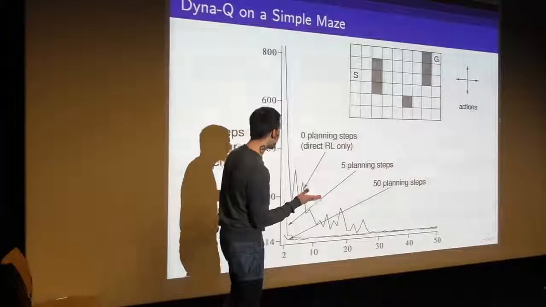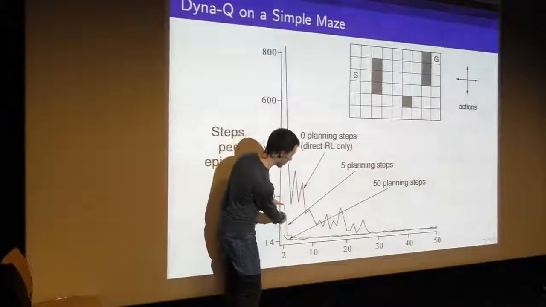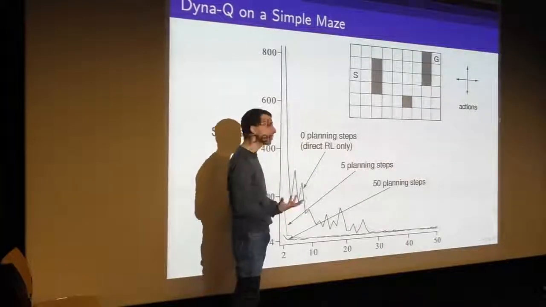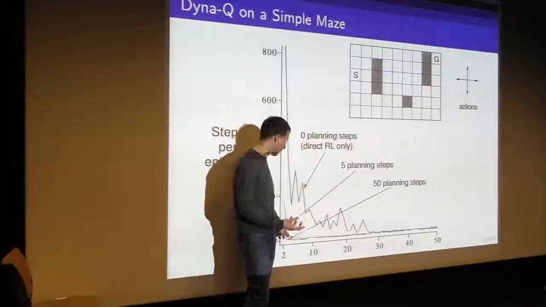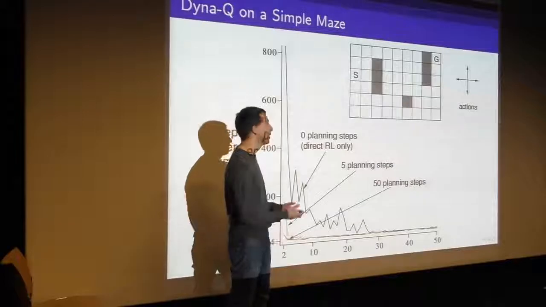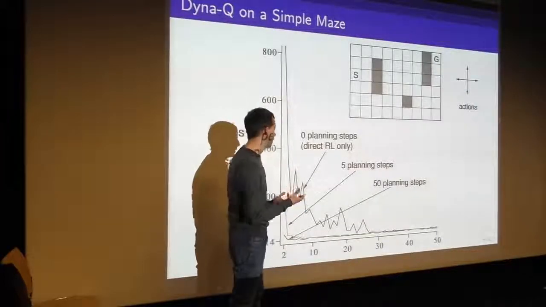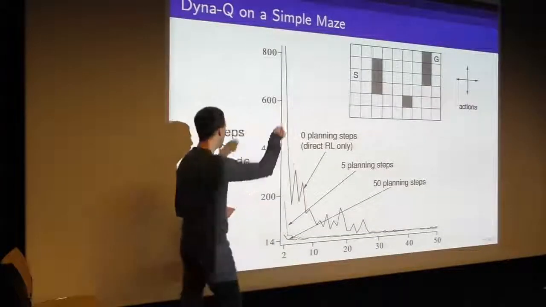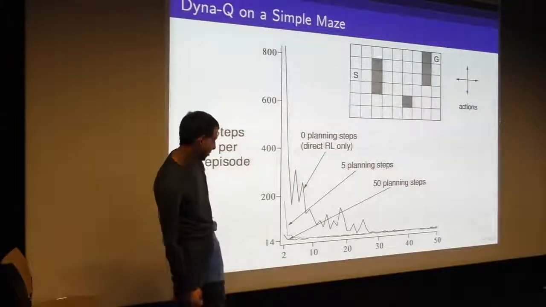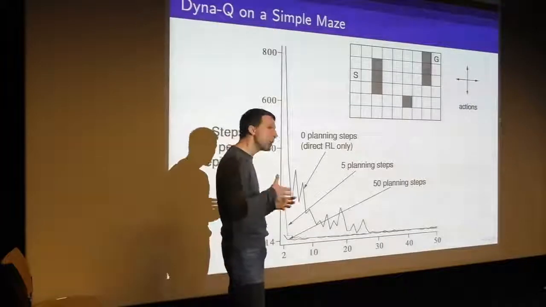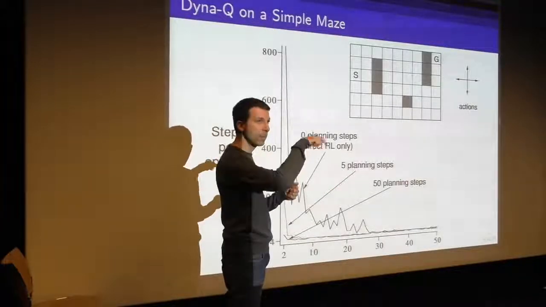But if we start to plan, if we start to do just say like 5 imagined steps for every real step we take, we see that we're much more efficient. We're much more data efficient. After just a couple of episodes, we've already figured out exactly how to get to the goal. We're sort of almost at the optimal solution already, which is down around 14 here. So we squeeze more out of the data we see by first building a model and then using that model to plan.